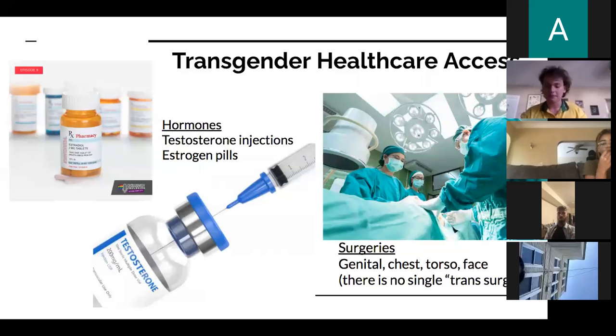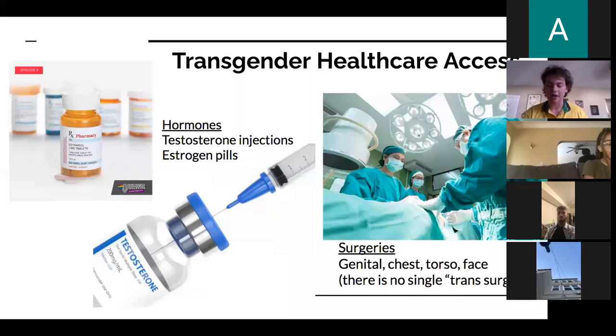I just wanted to take a minute to explain what trans healthcare entails. In terms of hormones, trans men typically take testosterone injections. Trans women typically take a combination of estrogen pills and testosterone blockers. This is called hormone replacement therapy, which is also known as HRT. It alters things like body hair growth, muscle and fat distribution, skin texture, metabolism, and mood, among other things.